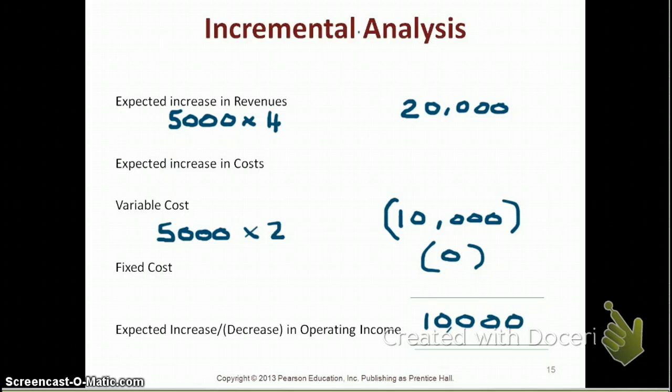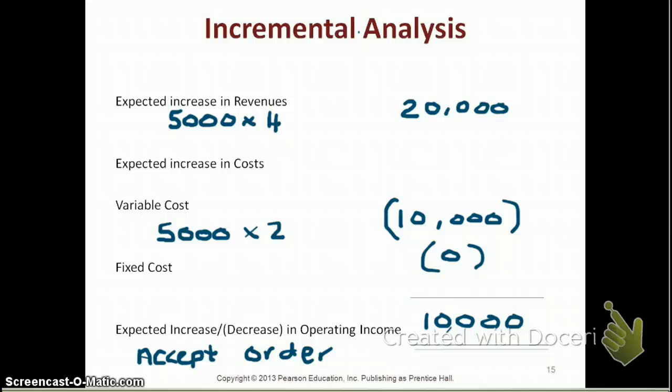Since we will have an expected increase in our operating income, we should go ahead and accept the special order. Even though the selling price is a lot lower than our $10 per unit, whatever we receive from this order will go towards covering our fixed costs. Therefore, we should accept the order.